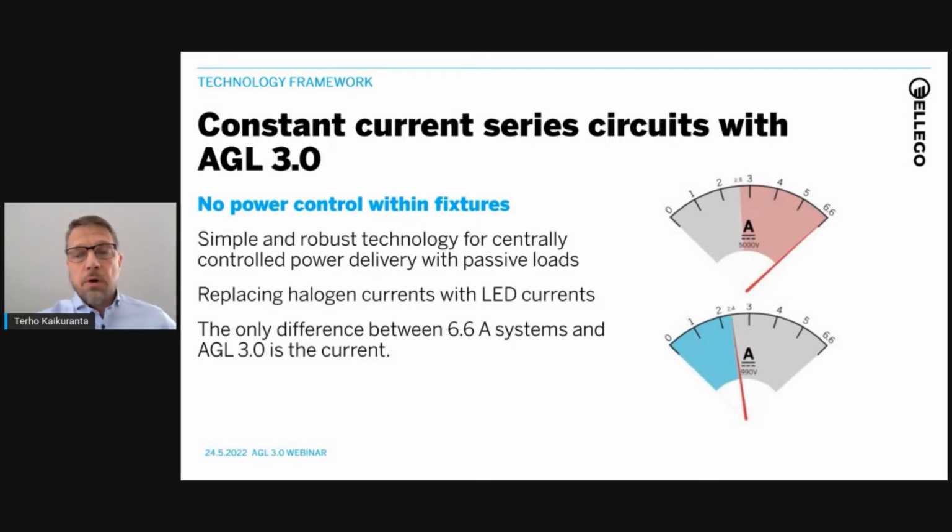And this means that the maximum current is around 2.4 amps and the low end goes practically to 0. So quite a lot lower currents.